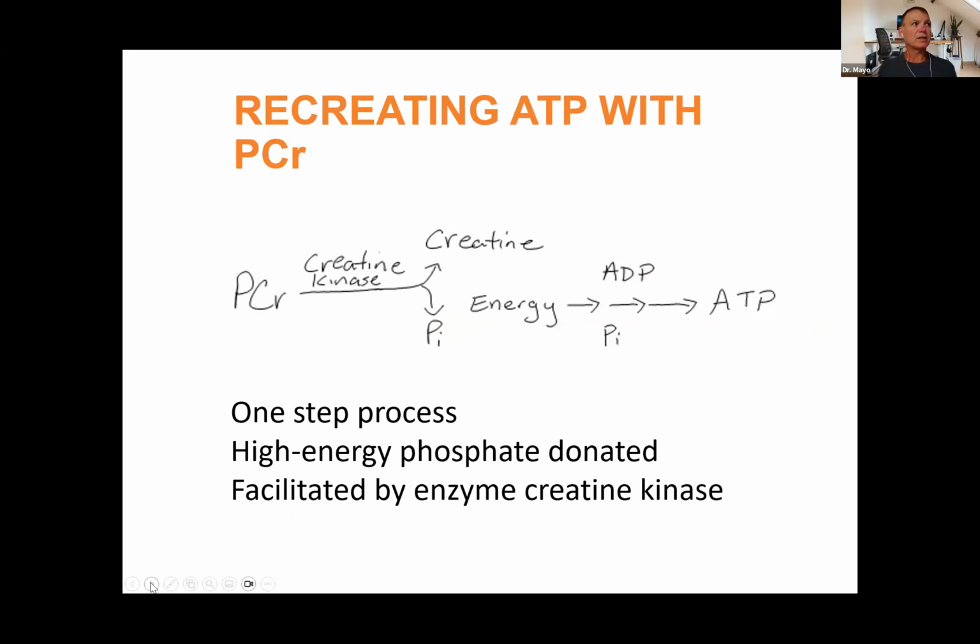And so this is what it looks like. You're basically taking this creatine phosphate molecule with the enzyme creatine kinase, splitting the phosphate from the creatine, and then this phosphate is used to add to ADP to make ATP. It's a one-step process where you're donating that phosphate with the enzyme creatine kinase. Does that make sense?